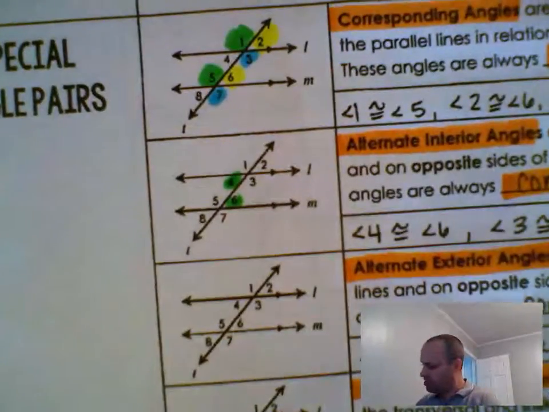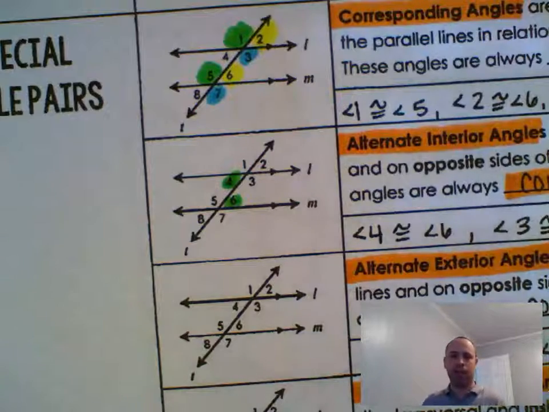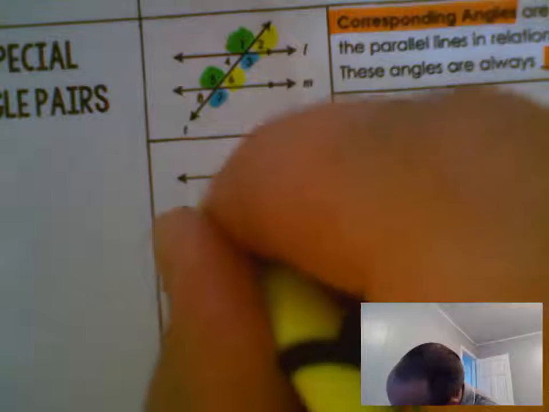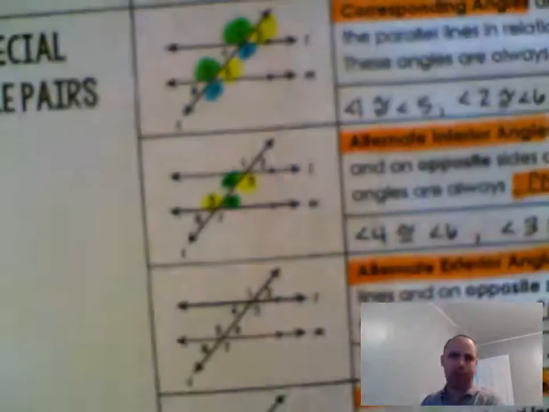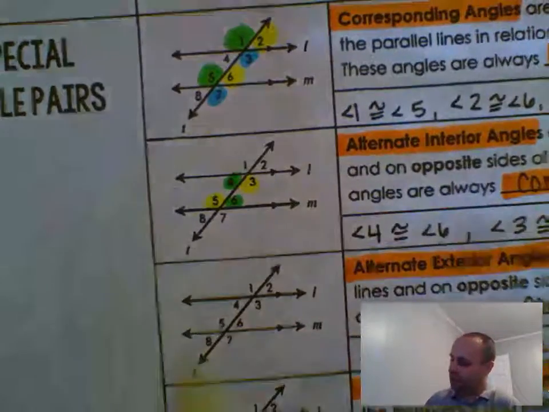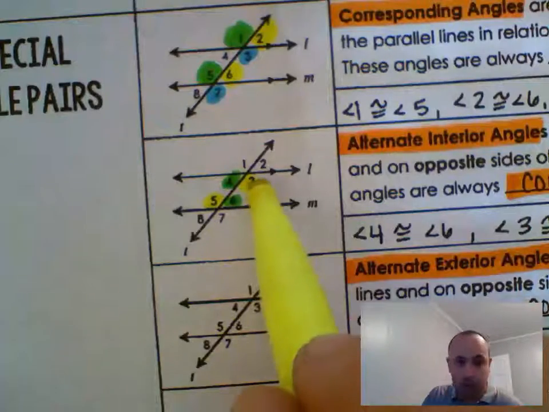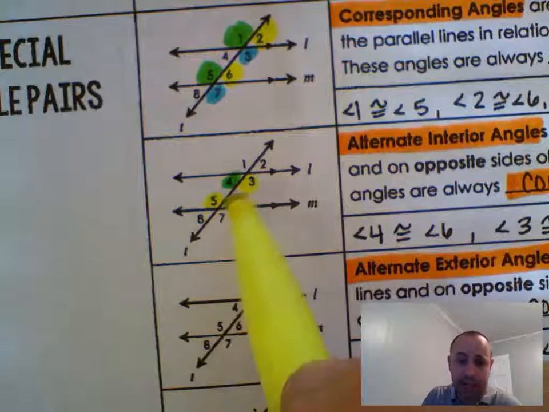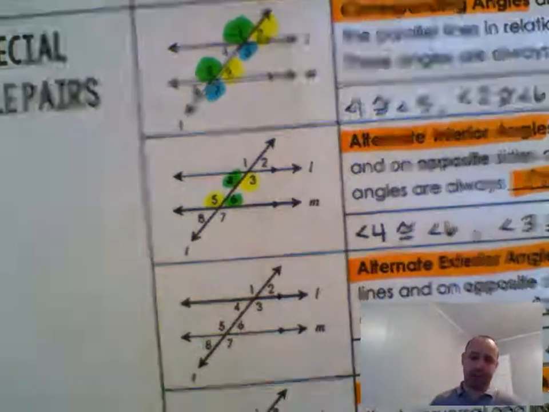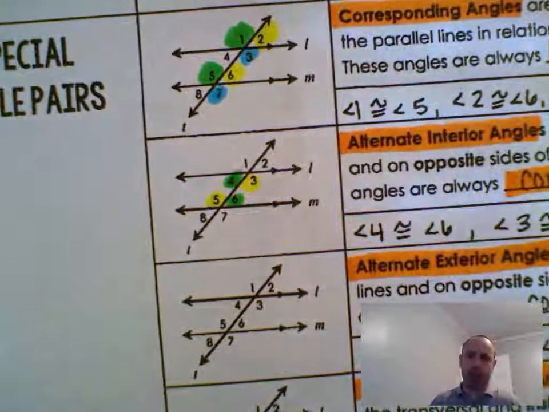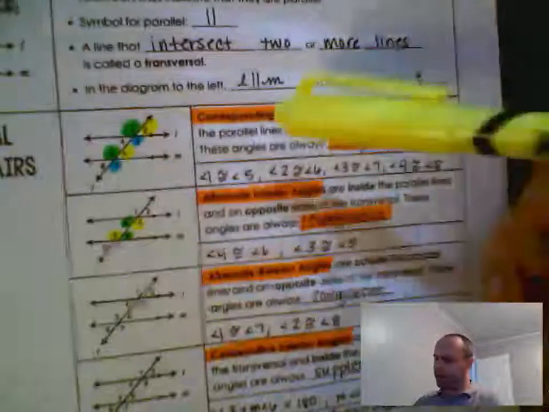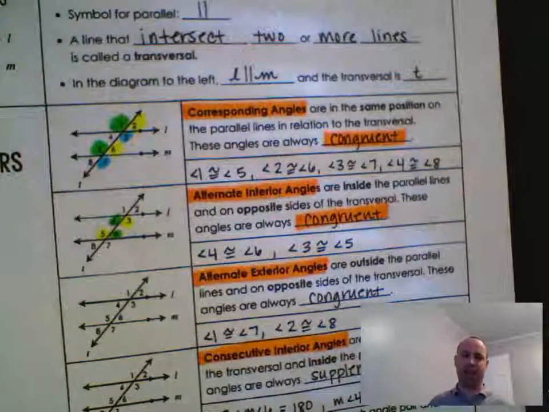There's only one more set of alternate interior here, and that would be 3 and 5. So this one is alternate interior to this one. And just like the last example with the corresponding angles, these are the same number. So if this one's 120, this one's 120. If this one's 40, this one's 40. They're congruent, same size, same shape. So these are called alternate interior angles. You'll need to know that. These are called corresponding angles. You'll need to know that.